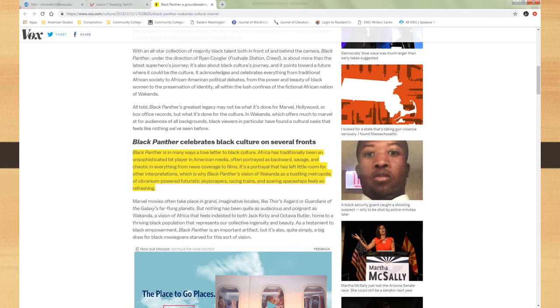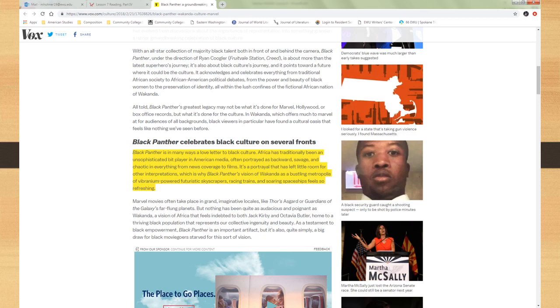So again, I found a quote: "Black Panther is in many ways a love letter to Black culture. Africa has traditionally been an unsophisticated player in American media, often portrayed as backward, savage, and chaotic, in everything from news coverage to films." So what they're saying is that traditionally, not in every case, but a lot of times in film, Africa, the continent, and African culture has been portrayed negatively with these bad stereotypes of backward, savage, and chaotic.